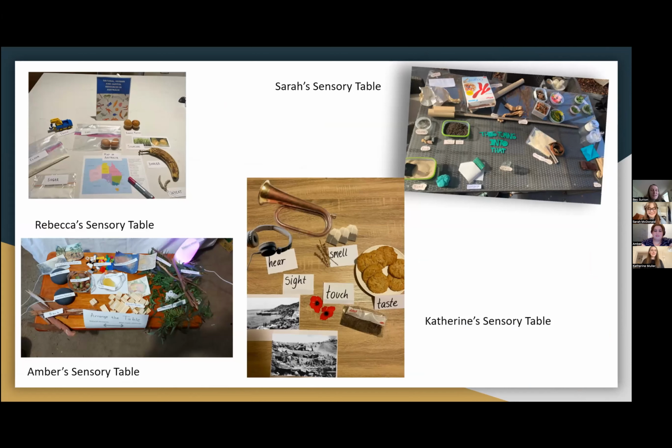Awesome. Okay, so now we're going to look at talking about and critiquing each other's and comparing our different sensory tables. So we're going to look at Amber's first. So Amber, we like how there is a wide range of stimuli for each sense. If you were to cater this to higher or lower year levels, how would you change it?